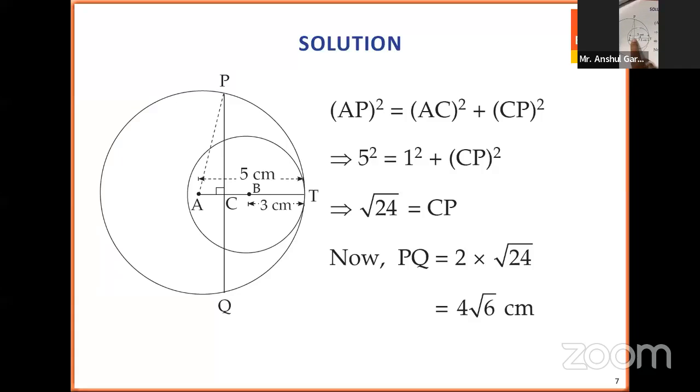Okay. Now this is perpendicular. We can apply Pythagoras theorem here. AP square is equal to AC square plus CP square. This is what we have written. हमने यही लिखा. AP square, AC square plus CP square. So AP is again 5 because it is a radius. ये radius की वजह से 5 ही होगा. So 5 square is equal to 1 square plus CP square. We found CP. And CP's twice is PQ, which is 4 root 6. So that's it. This is the answer.